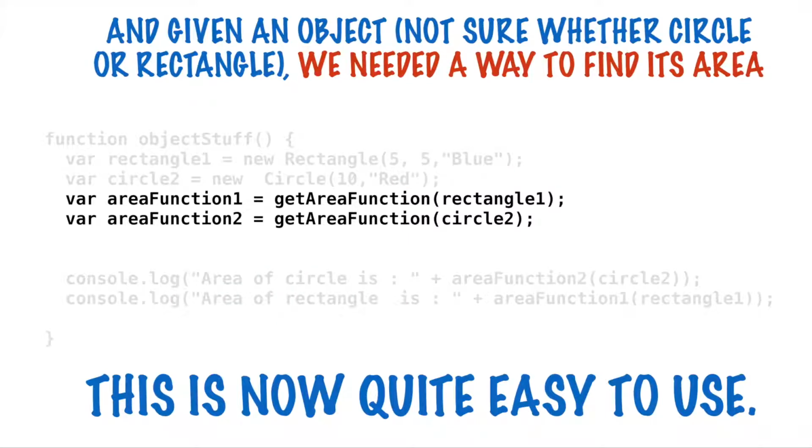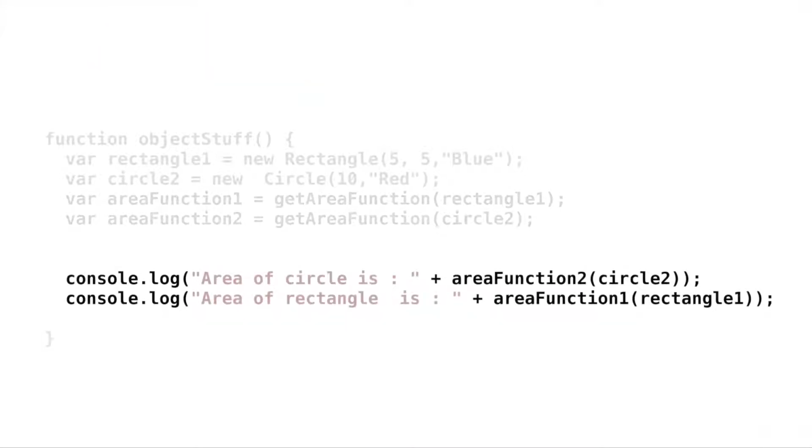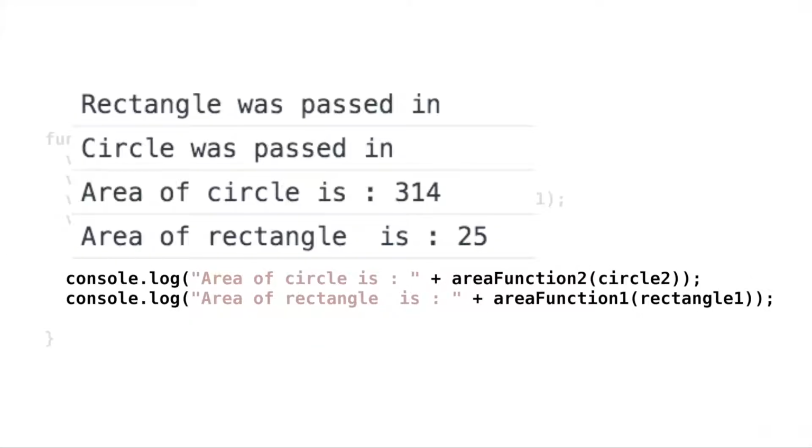The interesting part of the code is the getArea function call. It returns area function 1, which will be the correct area function to calculate the area of a rectangle, and area function 2, which will be the correct area function to calculate the area of the circle. It's easy to use and it does the right thing. So if you run the code, you'll get something like this. You'll get statements which say rectangle was passed in, circle was passed in, and the area of the circle and the area of the rectangle will be calculated correctly.